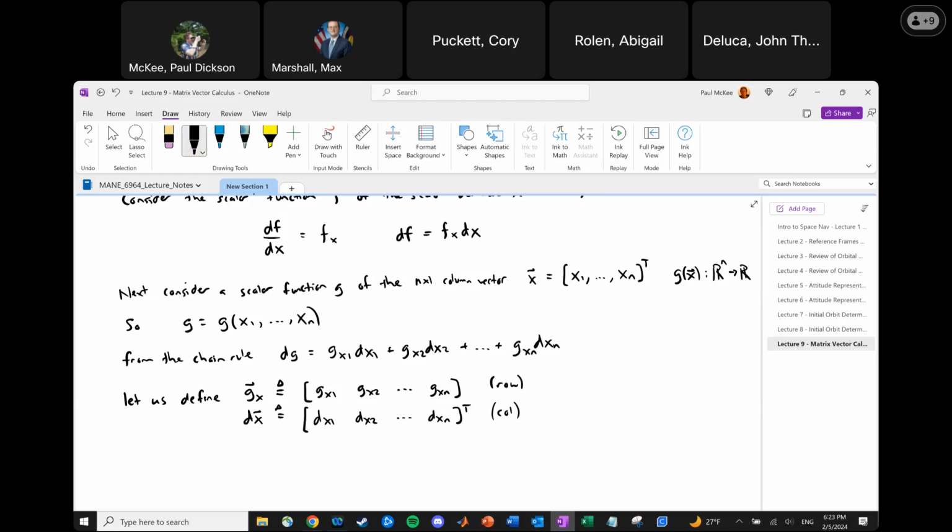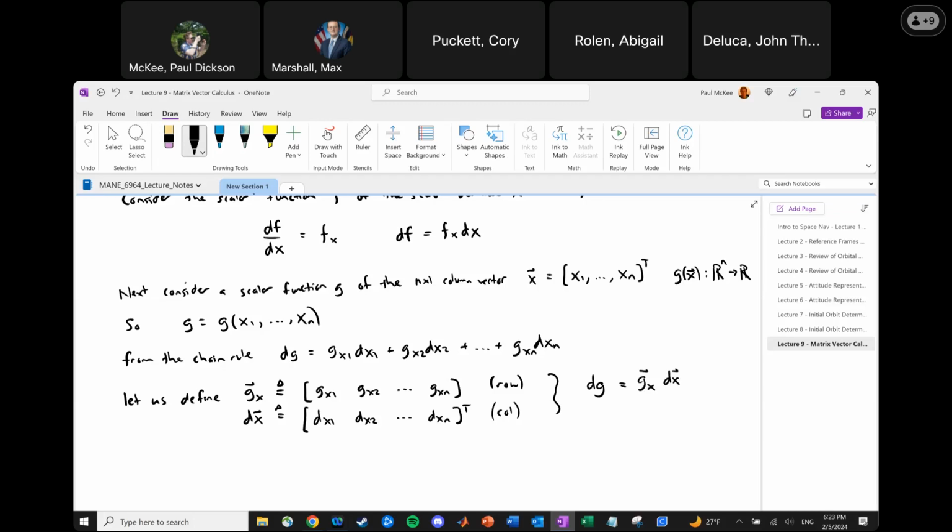There we go. So therefore, we can say that the differential of g, which is a scalar, because g is a scalar, is g_x dx. It is a row vector times a column vector. It is essentially the dot product of those two that gives you your differential g.